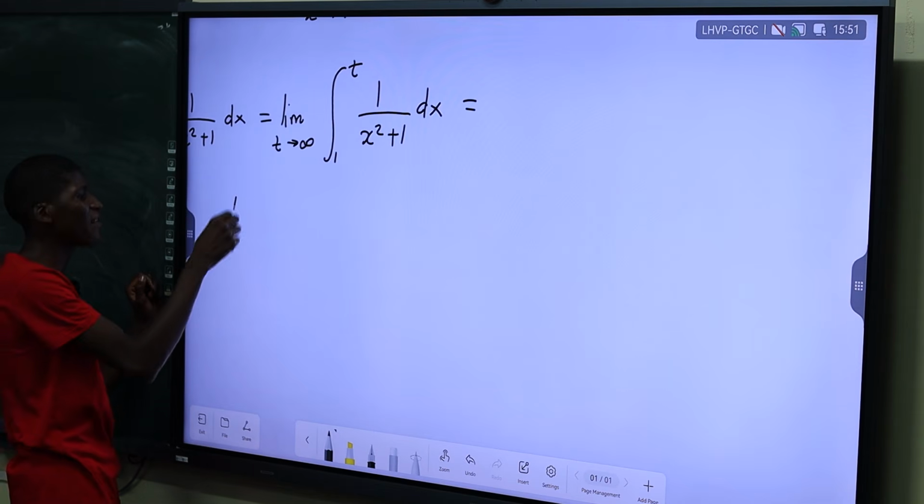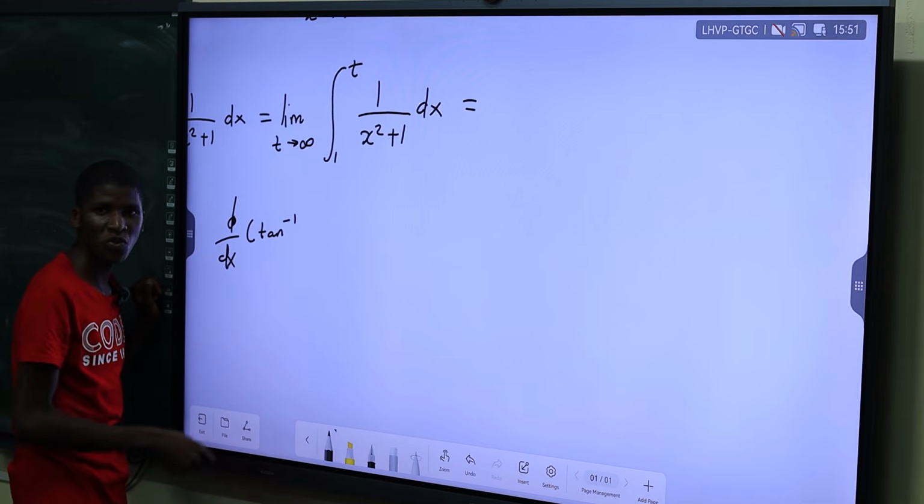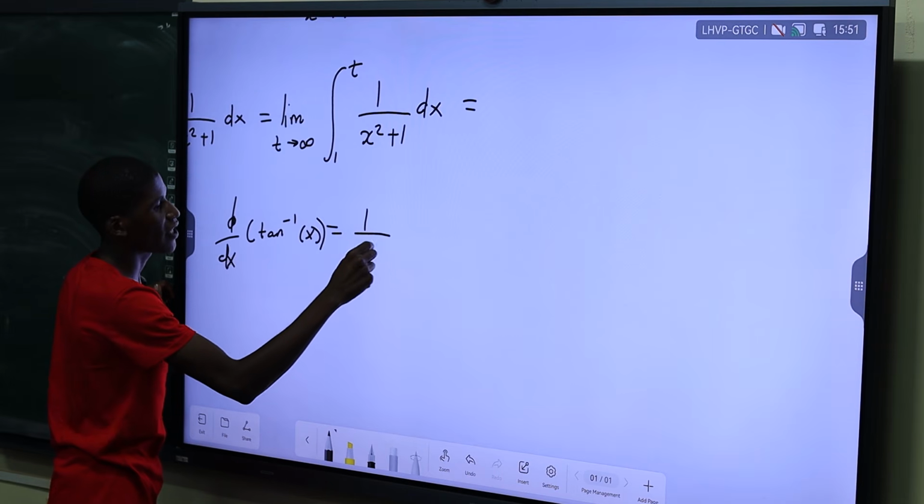So it's the derivative of arctan. This is arctan again. The derivative of arctan x is equal to 1 over x squared plus 1.